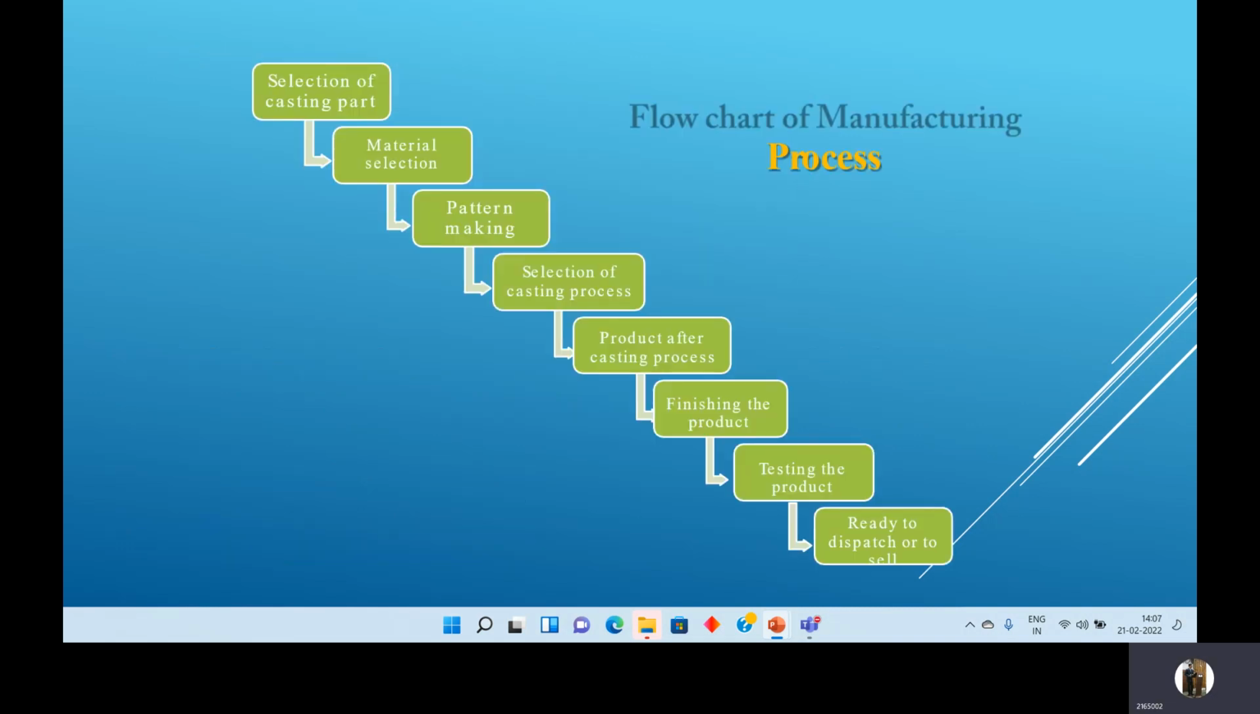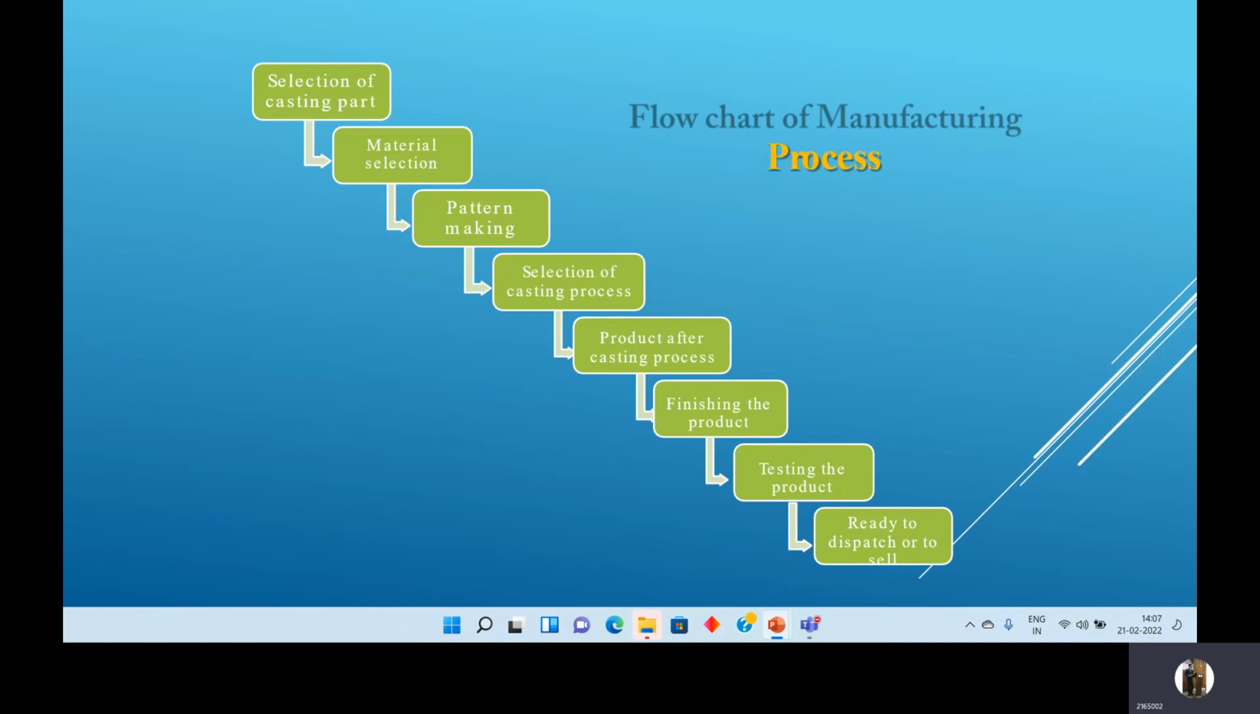So here is the general process of manufacturing. The manufacturing process starts with selection of the casting part. First we have to select the part which is to be casted. The second step is material selection, where we select the suitable material for the casting part. The third step is pattern making. A pattern is nothing but the exact replica of the product which is to be casted. The next step is selection of the casting process. A suitable casting process should be selected for manufacturing the product.